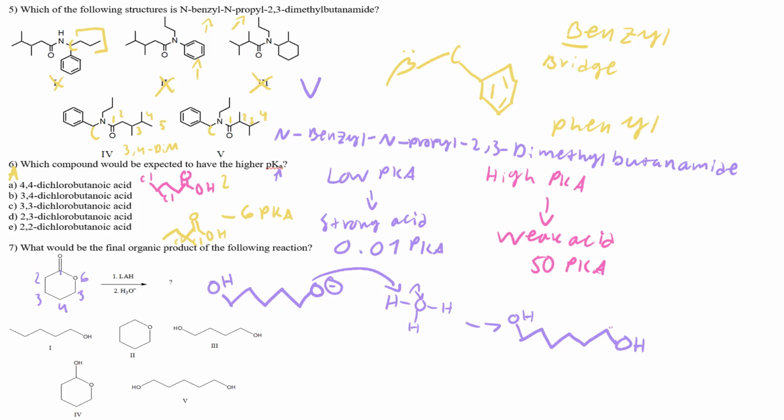So let's see, we have 1, 2, 3, 4, 5, 6. Yeah, so it should be 5. Yeah, it's 5. So we go 1, 2, 3, 4, 5, 6, 7. Yep. So it's 5. All right. Pretty cool.